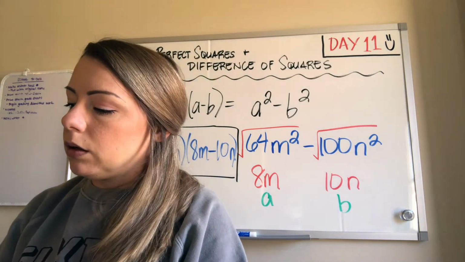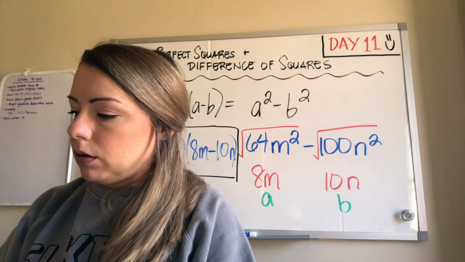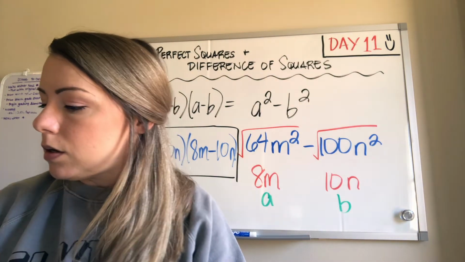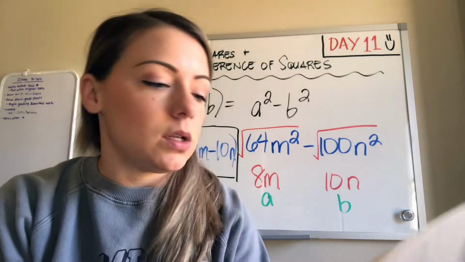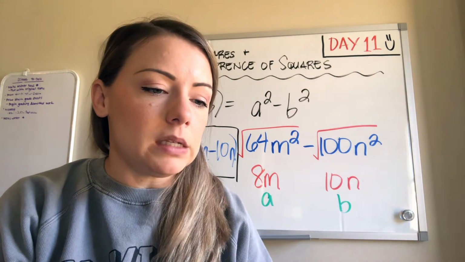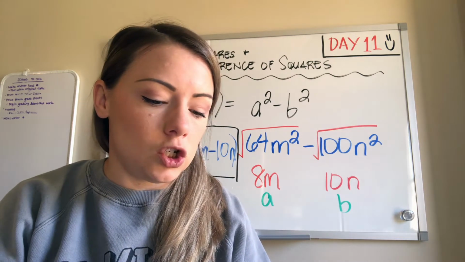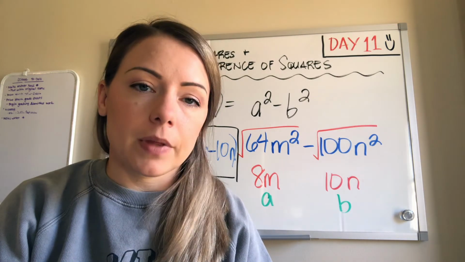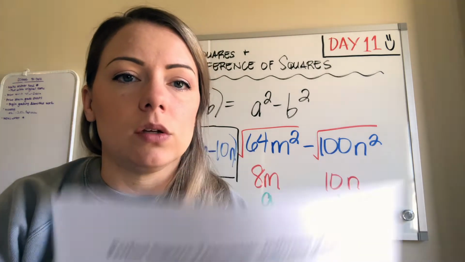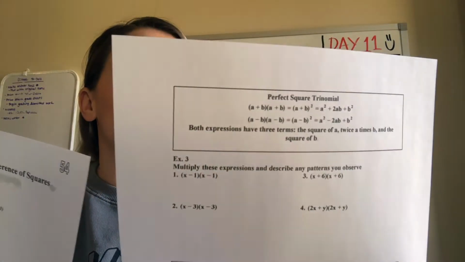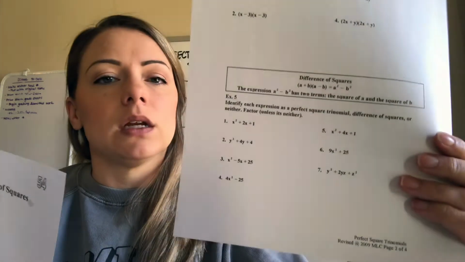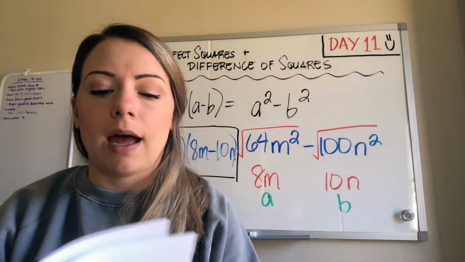You are now going to complete the two next pages in your packet. It breaks it up for you, so there shouldn't be a whole lot of confusion on what to do here. There are some practice problems, and then we have some perfect square trinomials and a difference of squares for you to work out.